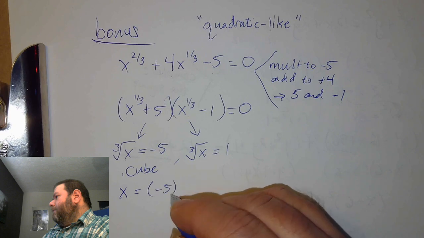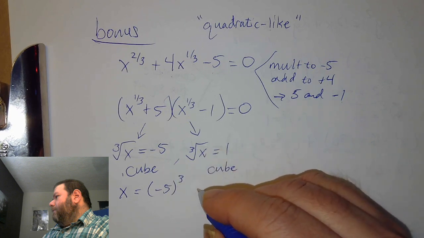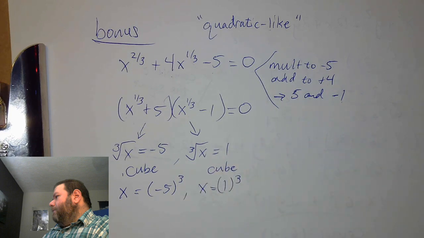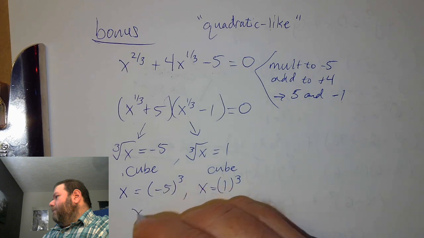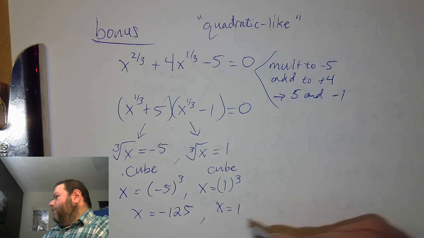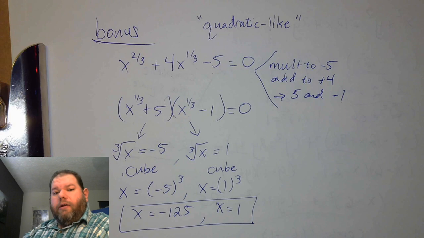And so we want to have -5 to the 3rd. We'll repeat the same process for the other term. So we'll have x equals 1 to the 3rd. And so -5 to the 3rd is -125. 1 to the 3rd is just 1. And so that will be our solution, just those two numbers. Okay? Any questions?